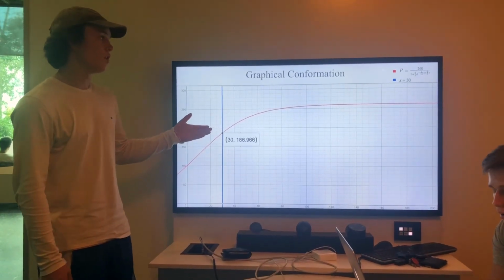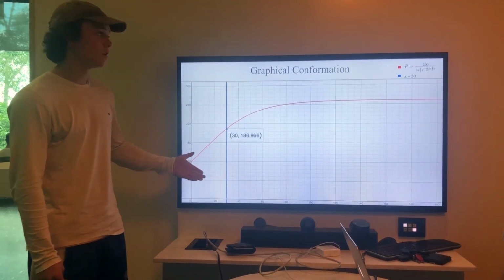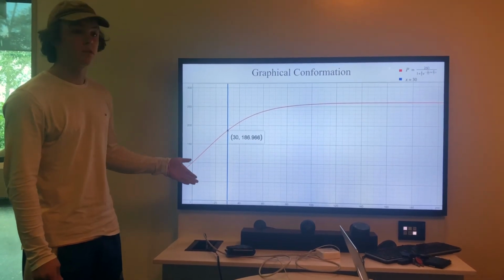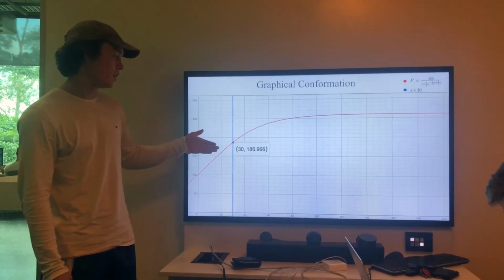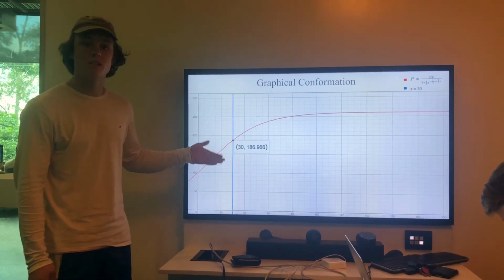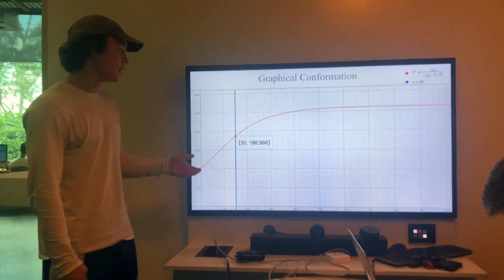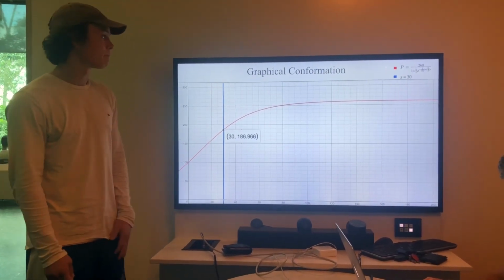We can graphically confirm our solution to the previous question through using Desmos. Here, we have plotted the straight line at x equals 30 onto the graph where our model was already plotted. You can see the intercept of the two lines at 30 and 186.966, which therefore means in 2020 the population will be 186.966 according to our model.